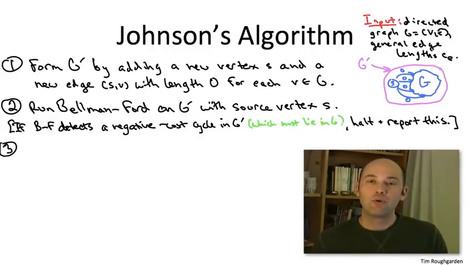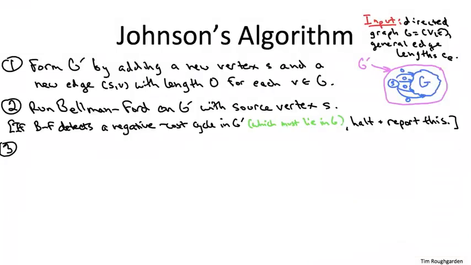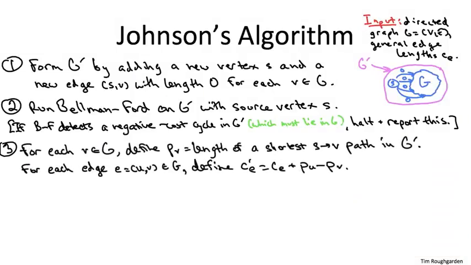As in the example, we are going to use these shortest path distances, all of which are finite by construction, as our vertex weights, our p sub v's. We then form the new edge lengths, the c primes, in the usual way. C prime of an edge e, going from u to v, is the original length c sub e, plus the weight of the tail p sub u, minus the weight of the head p sub v.